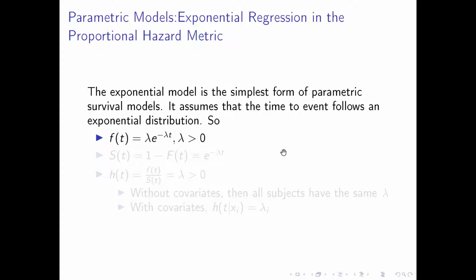So its probability density function, that is f of t, follows this form: lambda multiplied by e raised to the power negative lambda t. Here, lambda is the parameter, and it is assumed to be positive.